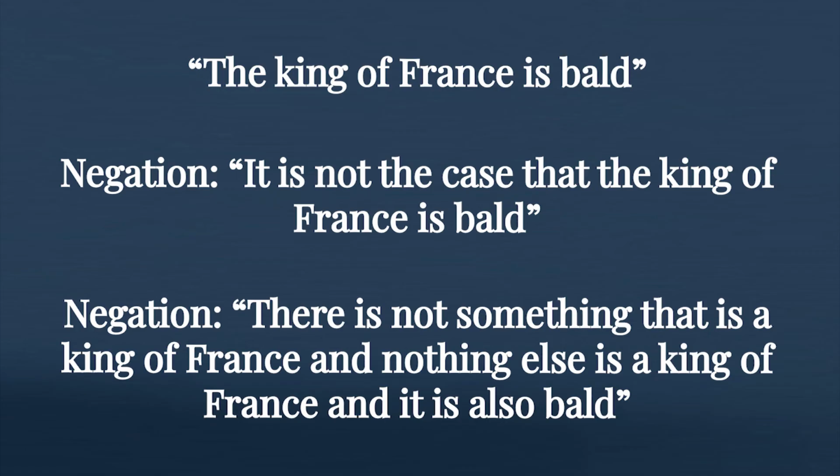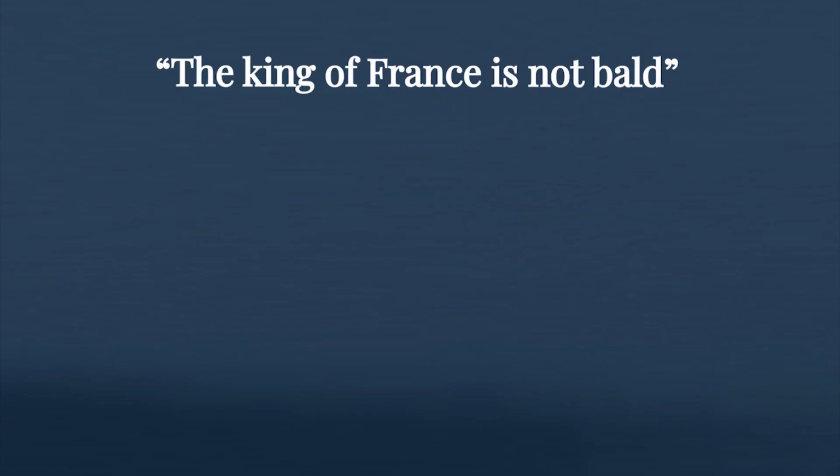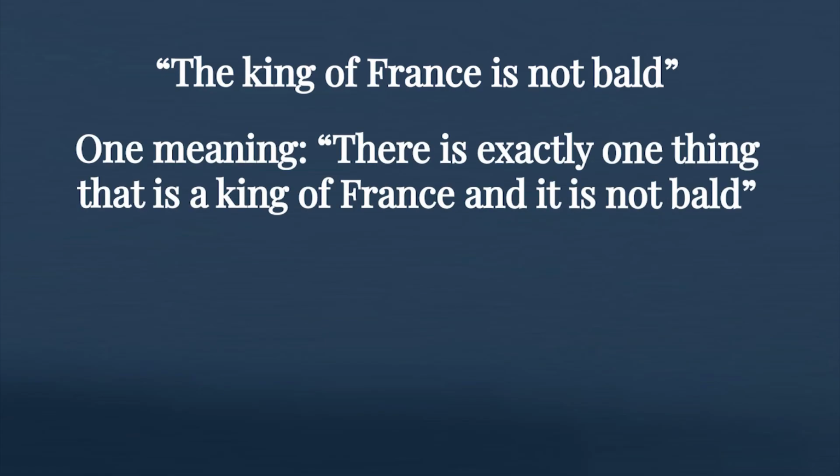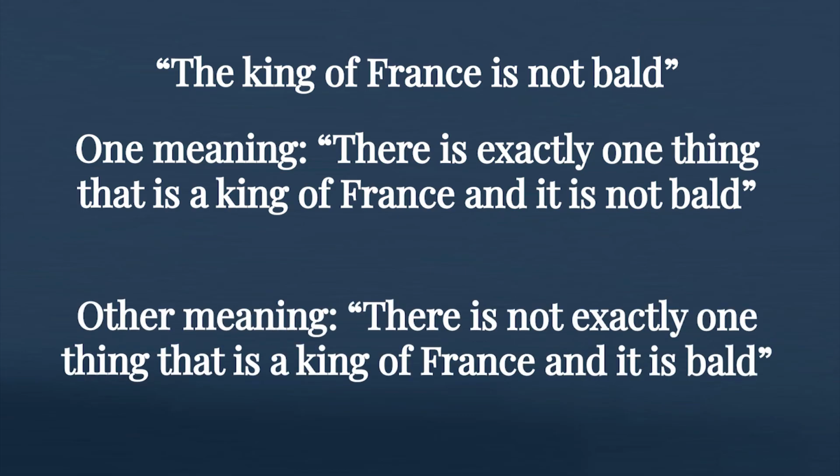Of course, he realises that in natural language we sometimes use the sentence, the King of France is not bald, to mean there is exactly one thing that is a King of France and it is also not bald, and sometimes to mean there is not exactly one thing that is a King of France and it is also bald. Russell says that it depends on whether the description is being used in a primary way, as in the first case, or a secondary way, as in the second.